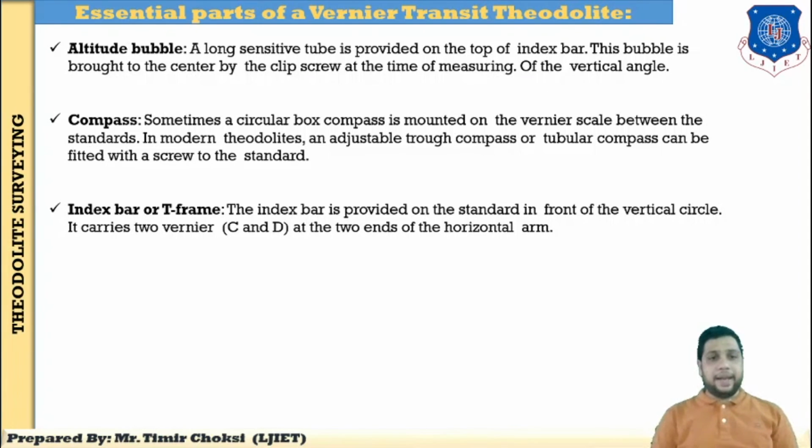And the last is the index bar. The index bar is provided on the standard in front of the vertical circle. It carries the verniers C and D at the two ends of the horizontal arm. For finding the horizontal angle, two verniers, A and B, are used, but while taking the vertical angle, C and D verniers are used. So it carries an index bar or T frame.